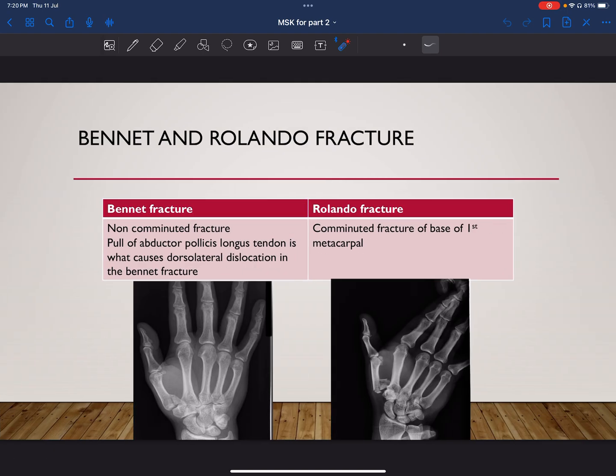Then we have Bennett and Rolando fractures. So Bennett is a non-comminuted fracture of the base of the first metacarpal. On the other hand, Rolando is a comminuted fracture, that is more than 2 fracture fragments. Right. So what is classically asked is that the pull of the abductor pollicis longus tendon is what causes dorsolateral dislocation of the Bennett fracture. So after the fracture, this tendon is going to cause the dorsolateral dislocation of the fracture fragment.